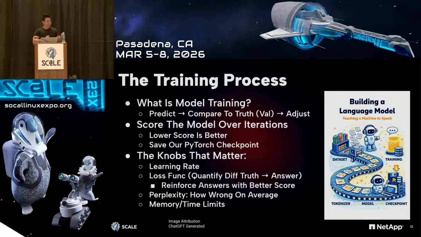So we talked about the data set, talked about the tokenizers, now the training process. I kind of already alluded to it a little bit. We train a model, we take that training data, and we test it against the validation data set. Then we basically say, hey, how far off are we from the answer? And then we adjust accordingly.